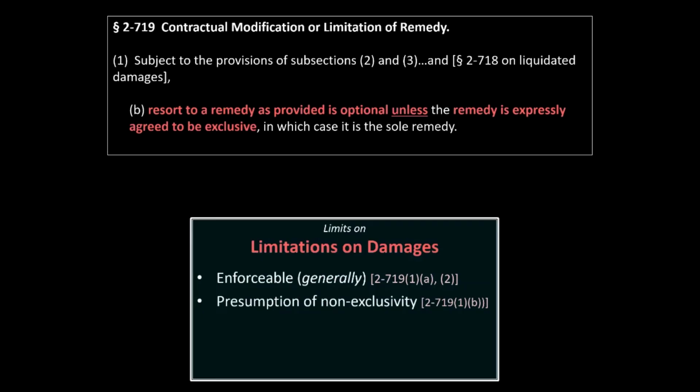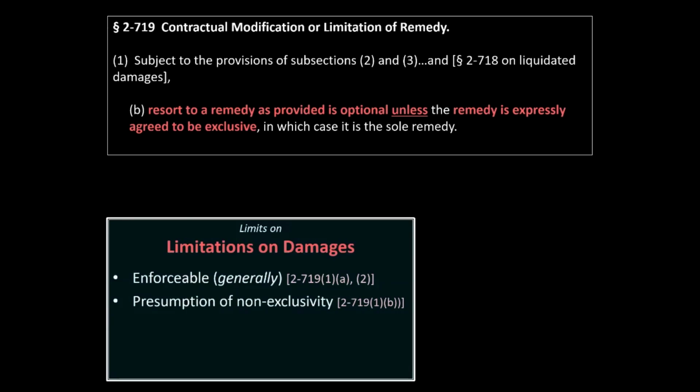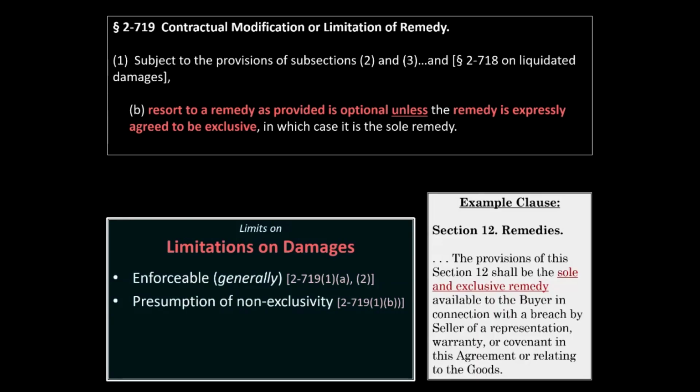From a drafting perspective, this rule makes it very important for terms specifying an agreed upon remedy to make it clear that the agreed remedy is the exclusive and sole remedy. Press pause now to take a moment to read this example clause to see how a contract might do this. In the absence of this kind of sole and exclusive language, under subsection 1b, the non-breaching party may be able to go around this provision and seek its default remedies under the UCC.